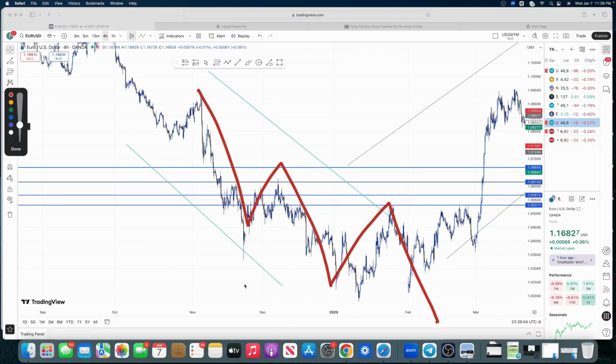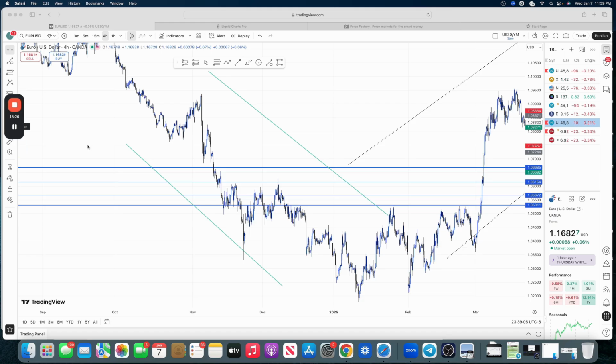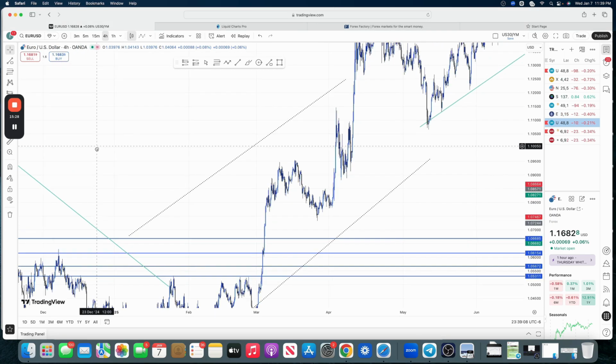That's how you know that the market is actually doing this to the downside. And how do you identify a bullish market structure? You will identify a bullish market structure when you have higher highs and higher lows. And how can you identify the higher highs and the higher lows?